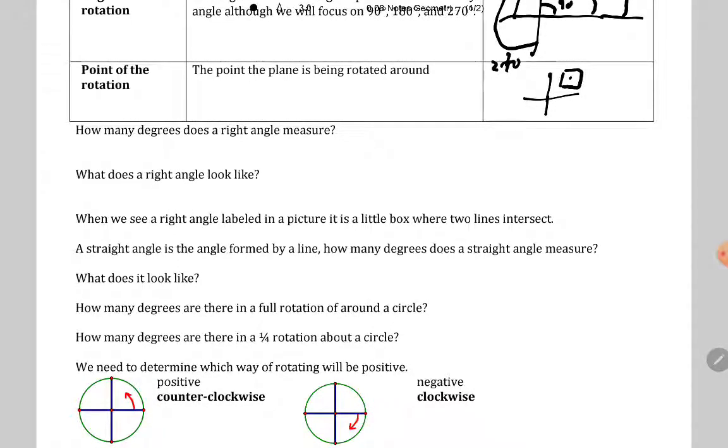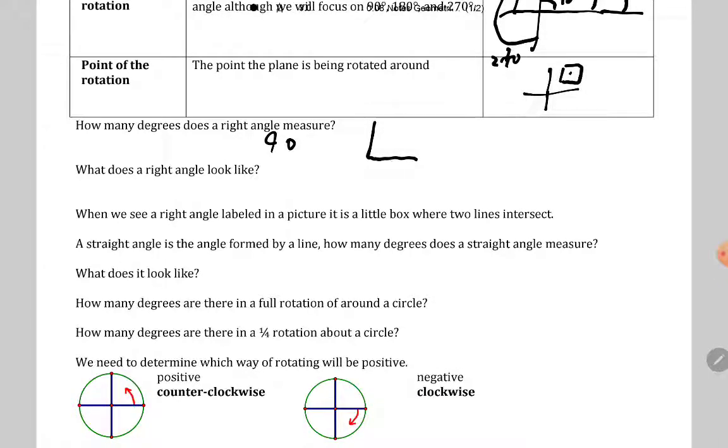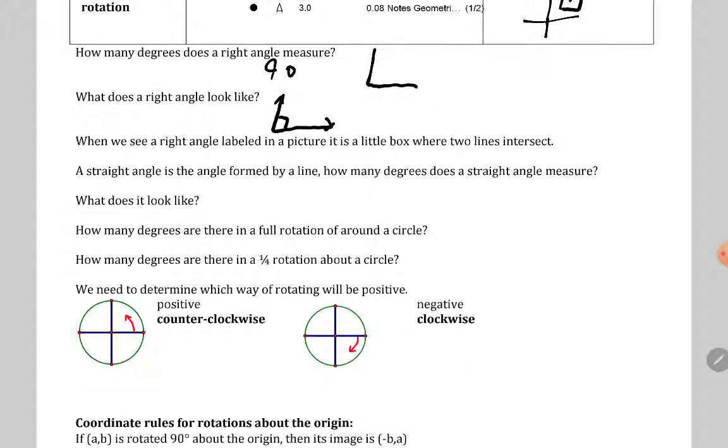So how many degrees is a right angle measure? 90 degrees. If you don't know what a right angle is, a right angle looks like that. It's like you just take a direct turn. What does a right angle look like? Well, I just drew it. They always put this box here to represent 90 degrees, just in case you can't draw straight like I can't. When we see a right angle labeled in the picture, it is a little box, so that little box there, it represents the 90 degree angles.